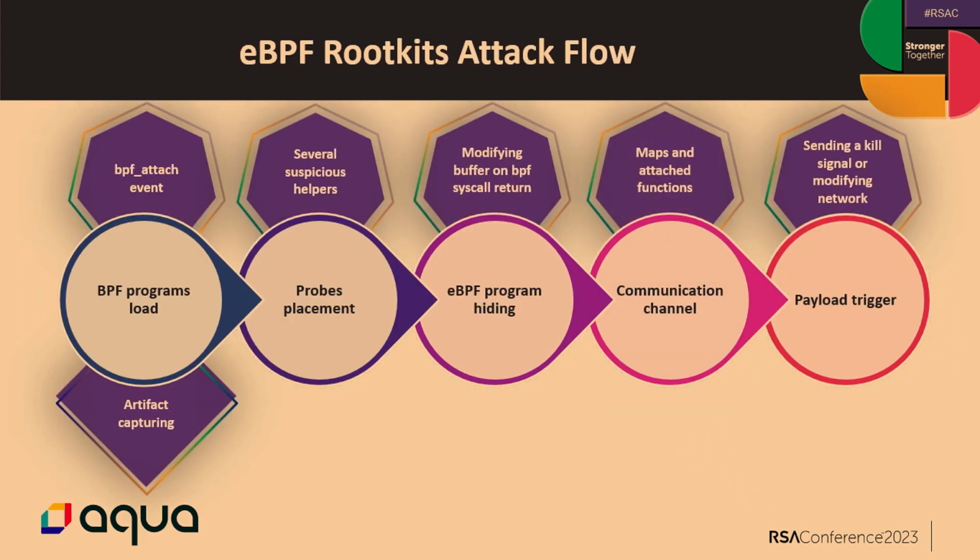The payload trigger is the last one, and the helper that is used here is the override return value, which can be used in order to kill processes or send them other signals to disrupt their action. So we've seen a BPF program loaded, how we placed hooks or probes on different functions, how we performed hiding, and how we communicate with our malware. And at the end, we'll see also an example of a BPF payload trigger in order to kill a process.